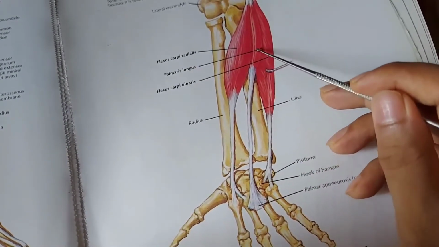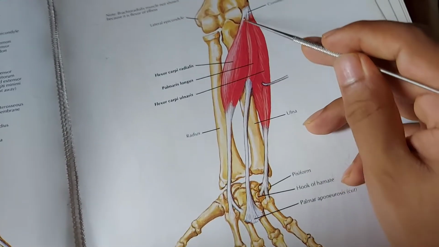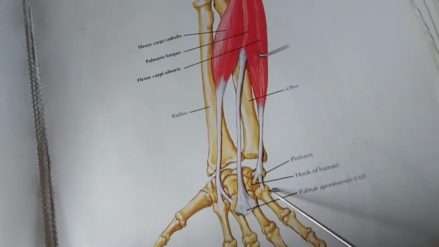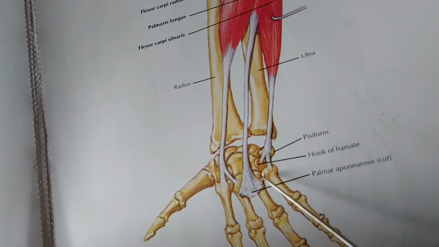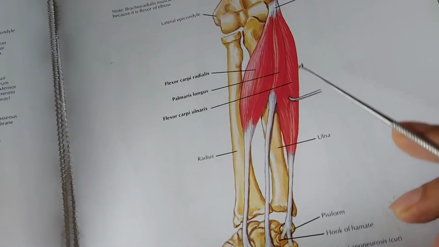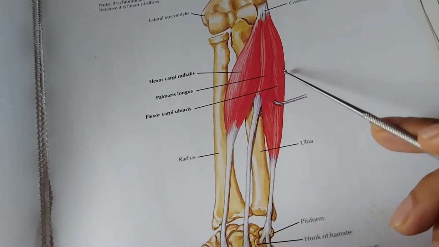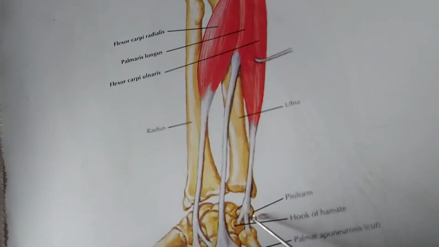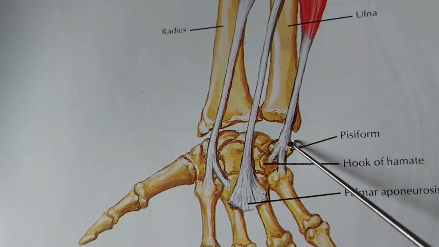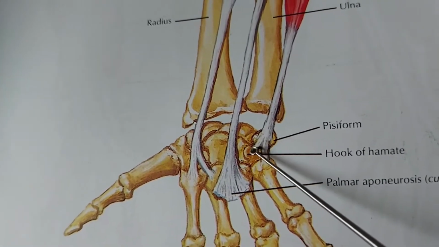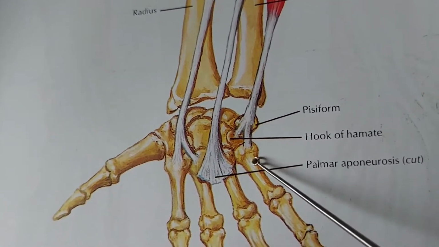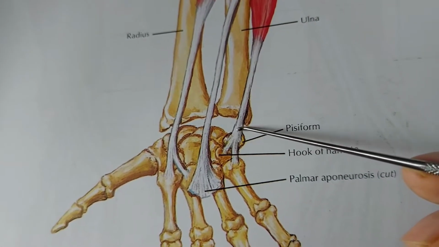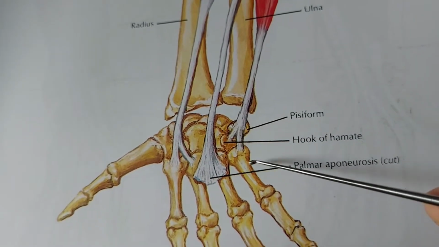Here is the palmaris longus. This palmaris longus has the common origin here, and finally inserts in the palmar aponeurosis. Later we will talk about what the palmar aponeurosis is. And finally the flexor carpi ulnaris inserts in these three parts. You can see here is the pisiform bone, here is the hamate bone, and here is the fifth metacarpal bone. So flexor carpi ulnaris has three insertions: in the pisiform, in the hamate, and in the fifth metacarpal bone.